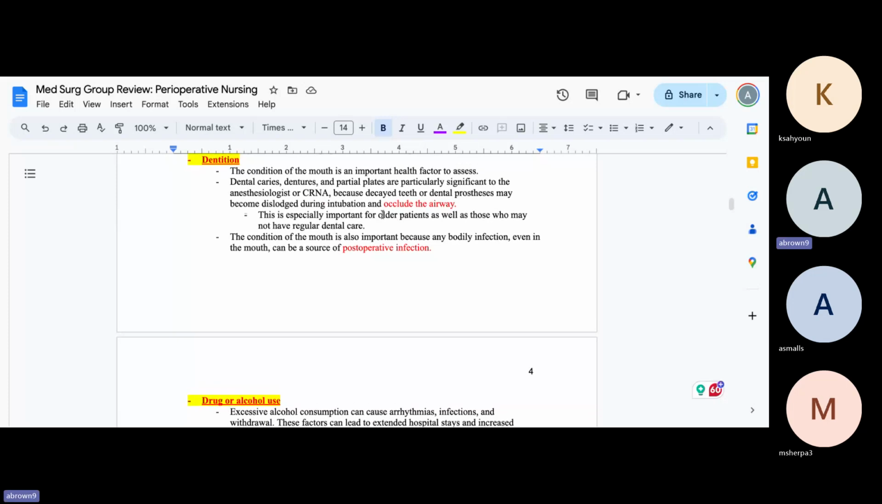This is important for older patients as well as those who may not have regular dental care. The condition of the mouth is also important because any bodily infection, even in the mouth, can be a source of a postoperative infection. So looking inside the mouth is really important.